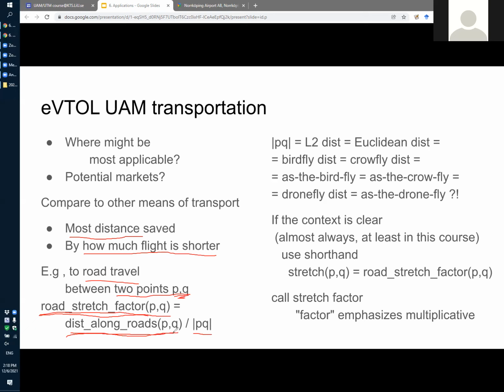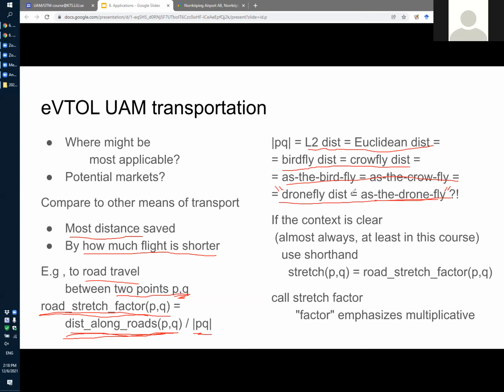One is how long it takes to get from P to Q along roads, and the other is how far P and Q are from each other in terms of the usual Euclidean distance, or, as we also talked about in the previous lectures, bird fly, crow fly, or whatever the names for this distance. We can probably call it the drone fly distance, but we'll put this in quotation marks. This is not a very well defined or widely known terminology.